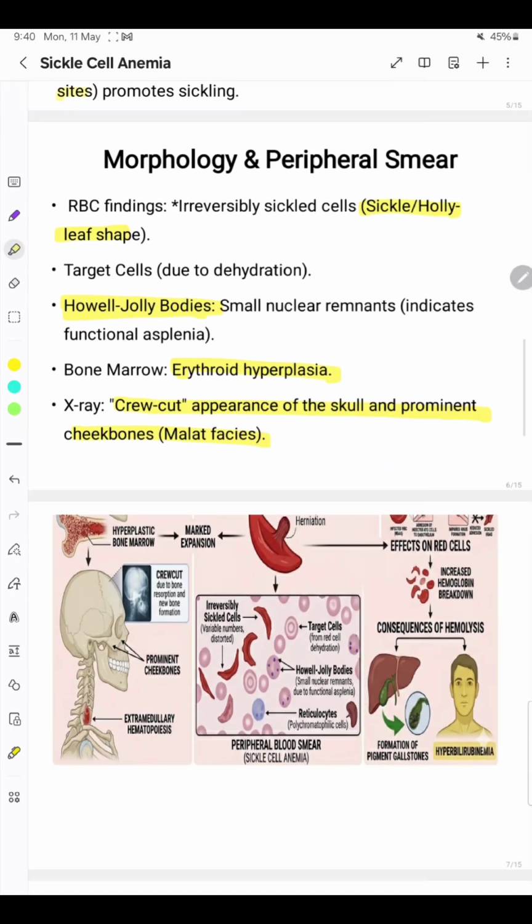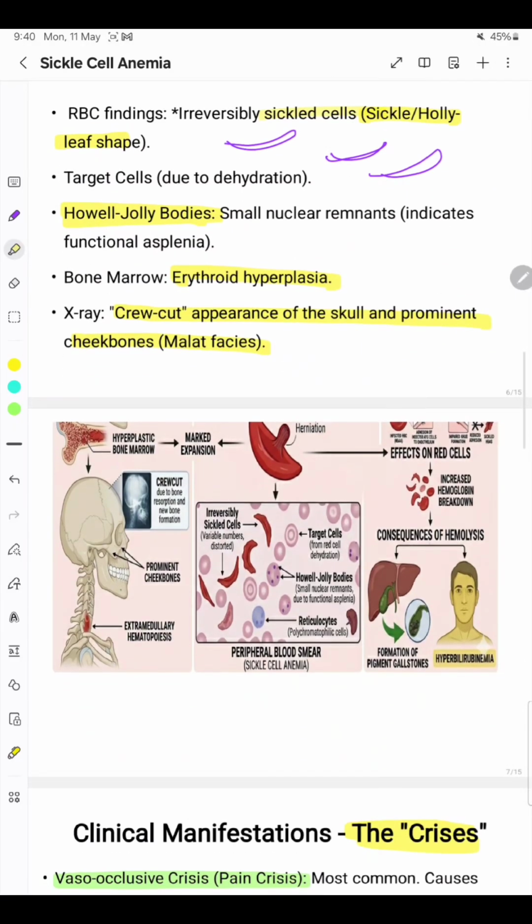Morphology and findings on peripheral smear: RBCs are sickle shaped or holly leaf shaped. They can be target cells due to dehydration. Howell-Jolly bodies, small nuclear remnants, indicate functional asplenia. Bone marrow can show erythroid hyperplasia due to hemolysis. On X-ray, a crew-cut appearance of the skull and prominent cheekbones can be seen. Crew-cut appearance is also seen in thalassemia.